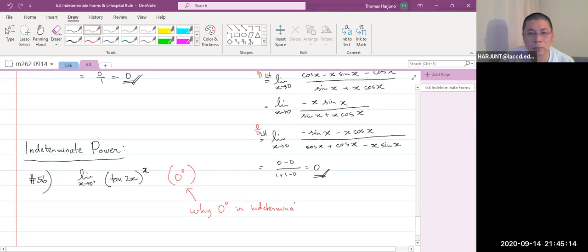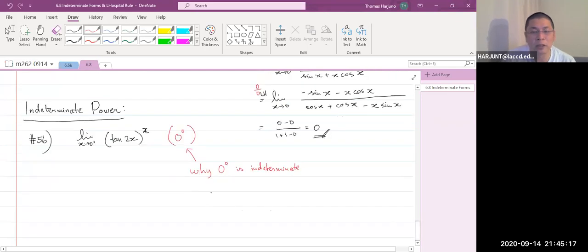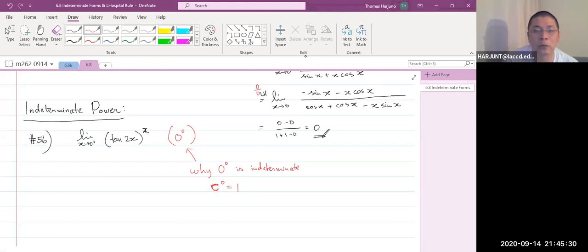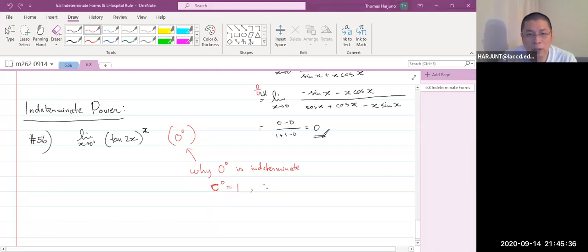Here's the thing. Any non-zero constant to the power of 0 is 1. That's something we know: anything to the 0 equals 1 as long as C is not 0. On the other hand, 0 to a positive exponent is 0. 0 to a negative exponent is undefined, because 0 to the negative 2 means 1 over 0 squared, right? That's undefined.